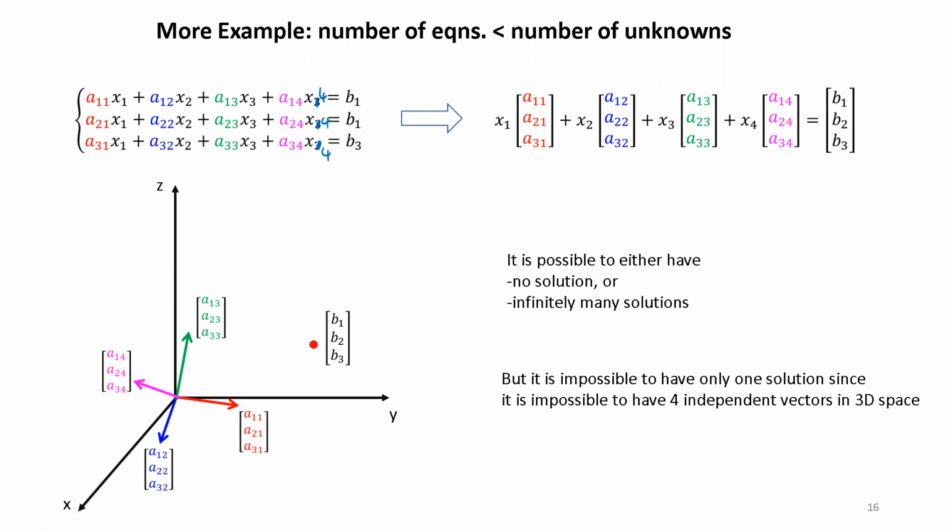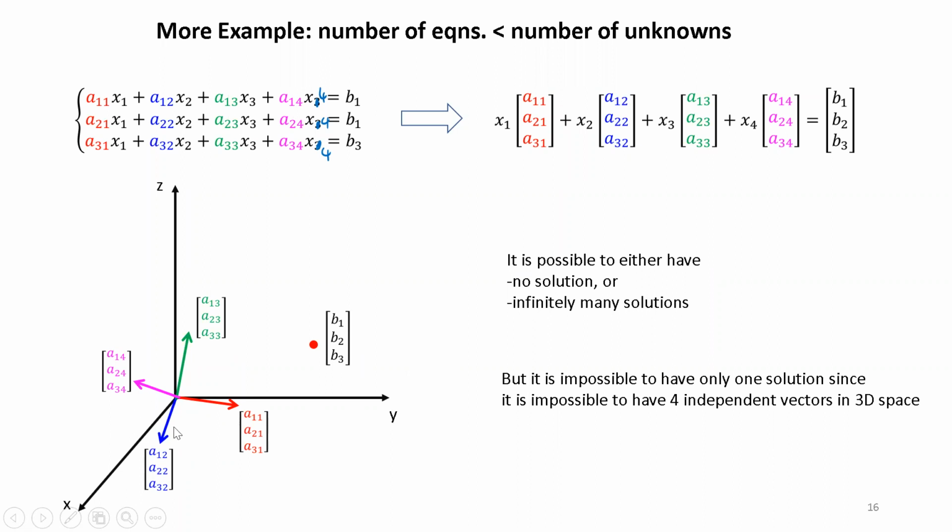And this time there are two possibilities: either no solution or infinitely many solutions. How do you have no solution? Again, imagine that all these four vectors are lying on the xy plane, but this B vector has a non-zero z component. Then there is no solution. And infinitely many solutions?